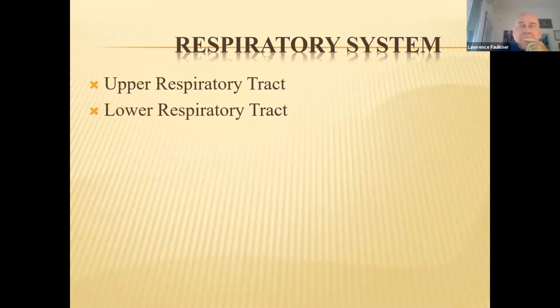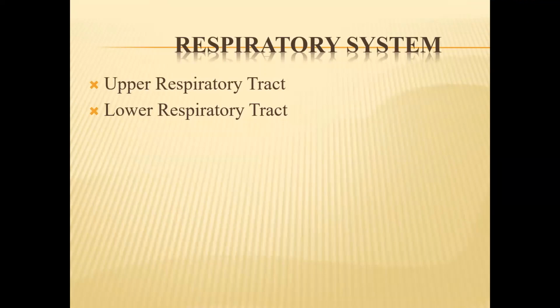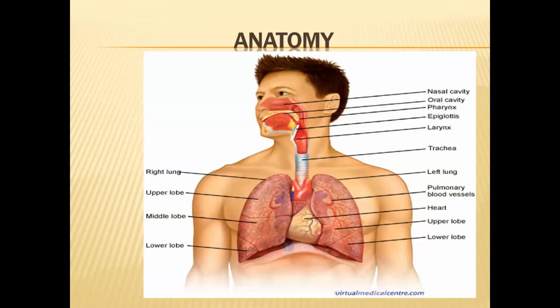Now I will briefly describe the respiratory system. It is divided into two parts: the upper respiratory tract and the lower respiratory tract. Now, sir, next slide. This is basically the anatomy of the upper and lower respiratory tract, and we all know it well. It's just a brief description of that anatomy. The upper respiratory tract contains the nasal cavity, oral cavity, pharynx, and epiglottis, and in the lower there is the trachea, the bronchial tree, and the lungs. So next slide, sir.